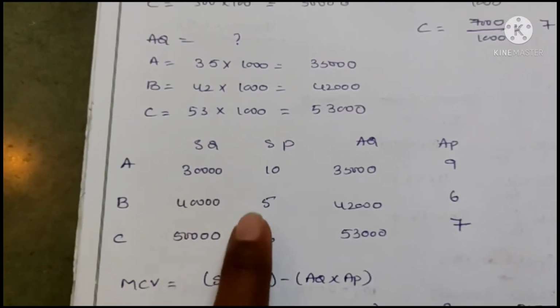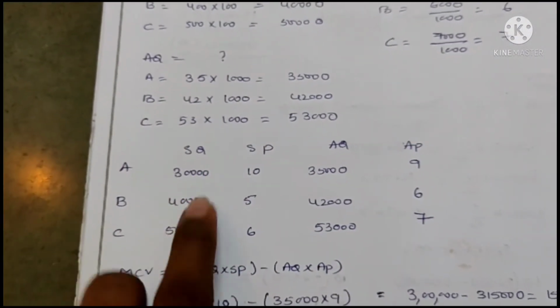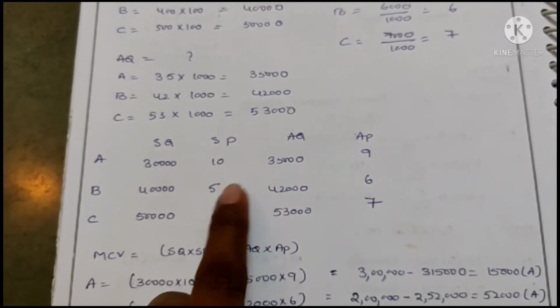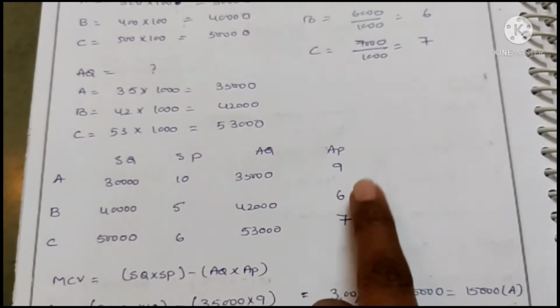Okay. Next. Now SQ, SP, AQ, AP. For A, B, C: SQ is 30,000, 40,000, 50,000. SP is 10, 5, 6. AQ is 35,000, 42,000, 53,000. AP is 9, 6, 7.